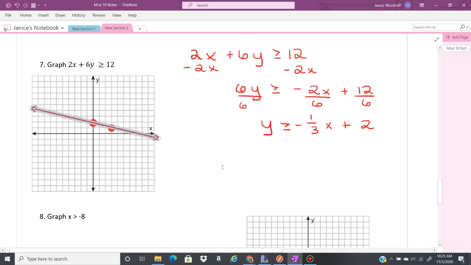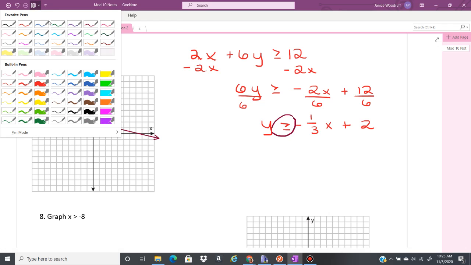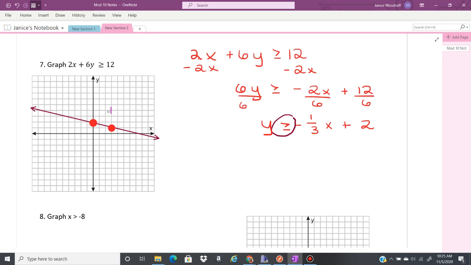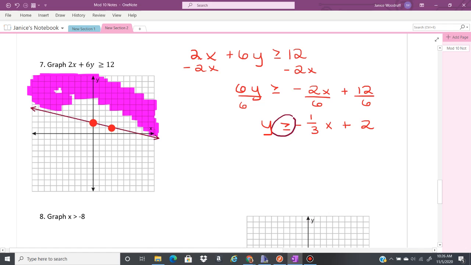Okay, and then you want to pick your shading. Now, when you are in y equals mx plus b form, you can actually do your shading based off of the direction of the inequality. So since this is a greater than or equal to, you would shade above. So all I would need to do here is pick my highlighter and shade above the line. If it were a less than, I would shade below. But we can only do that if we're in y equals mx plus b form.